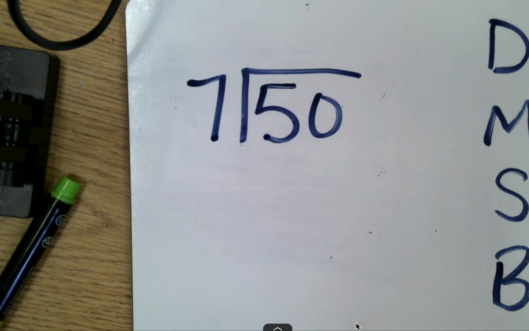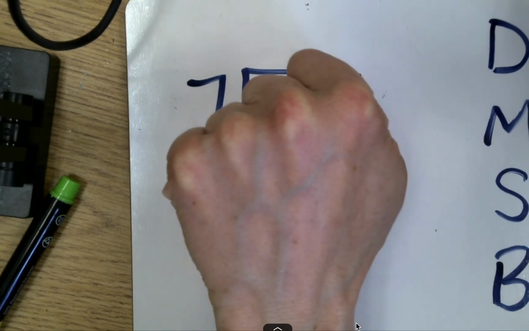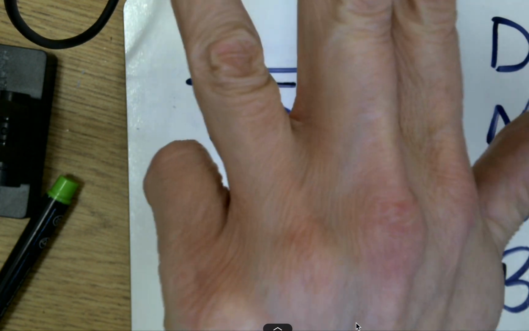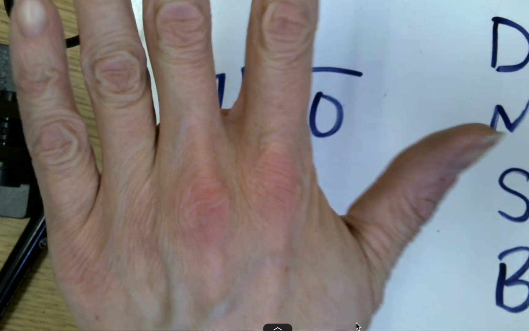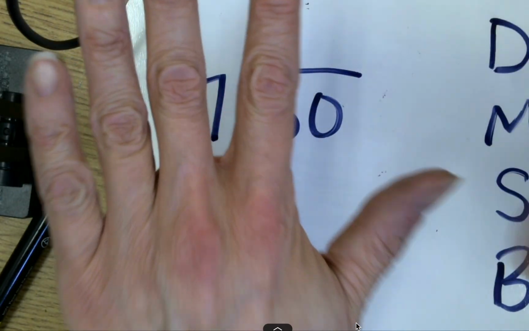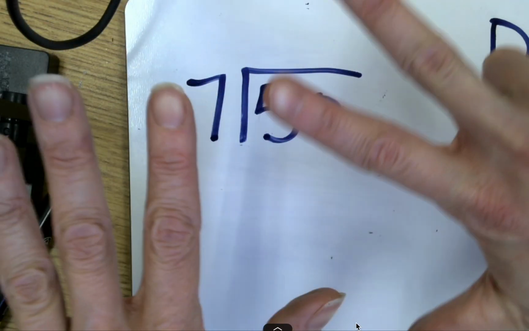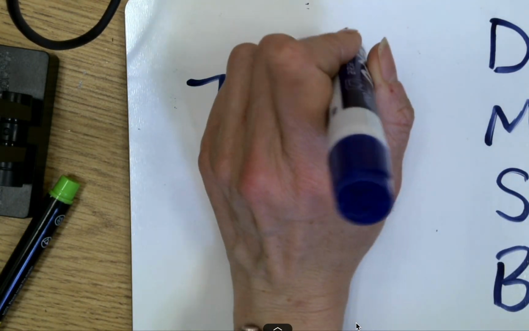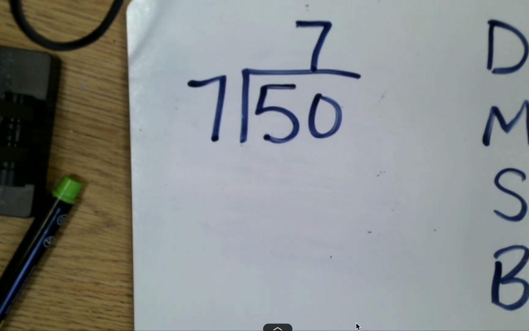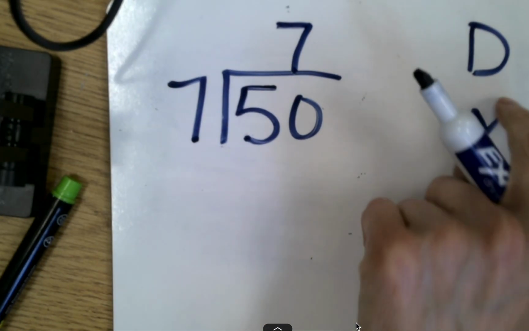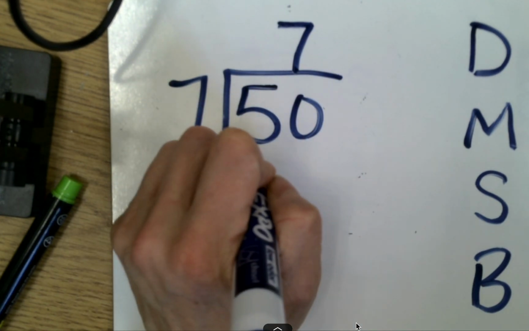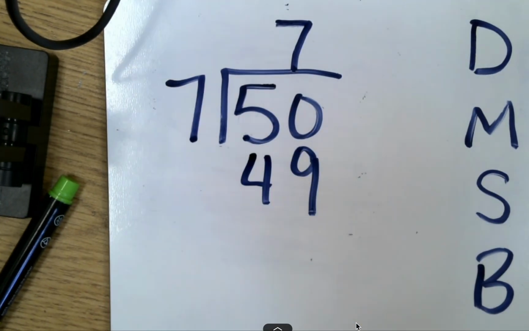Does 7 go into 50? Yes. So let's skip count. 7, 14, 21, 28, 35, 42, 49, 56. Too big. I got to put a finger down. I'm left with 7. I put the 7 over the 0. Next, I multiply. 7 times 7 is 49. Put a 49 under the 50.